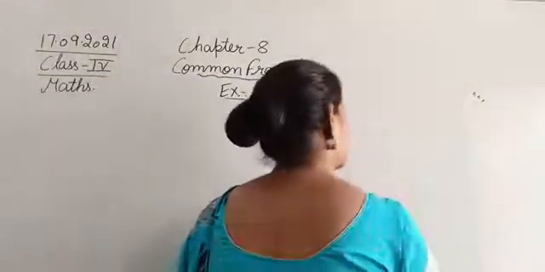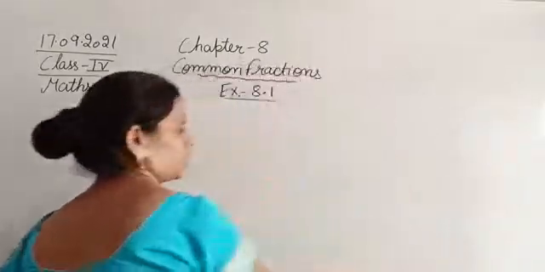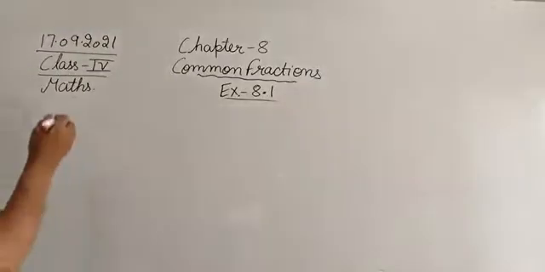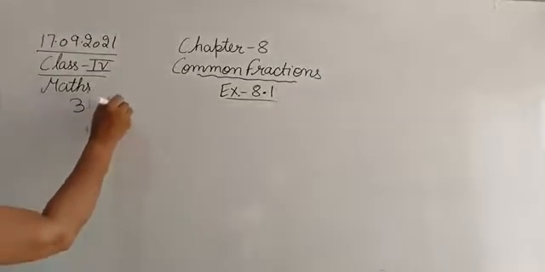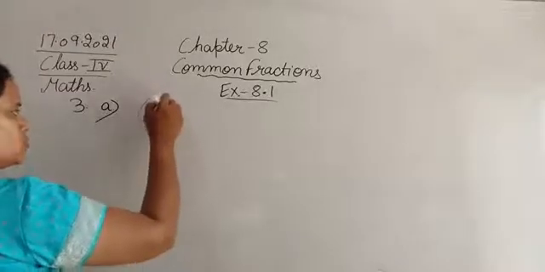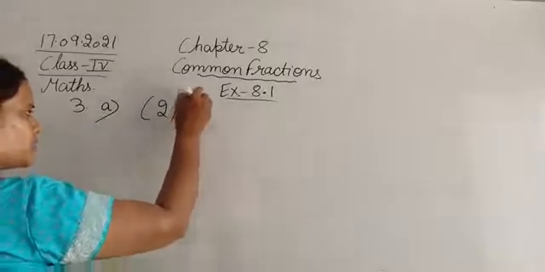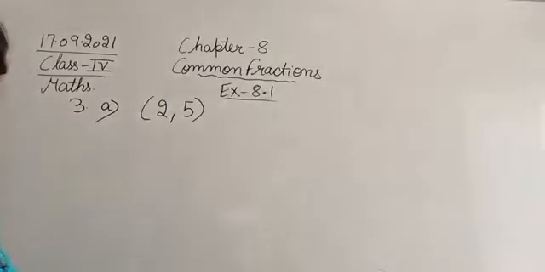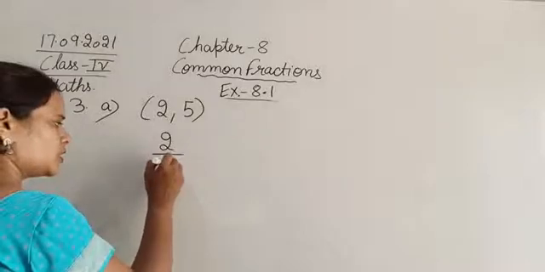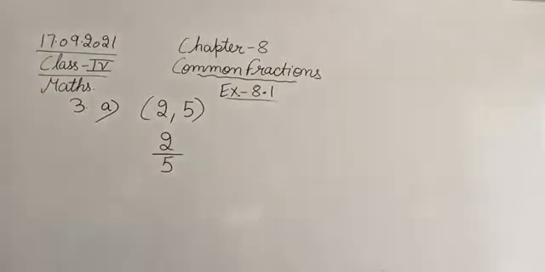So let's write down question number 3. Some numbers are given in the brackets and we have to write them in the form of fractions. So third A part. The number is 2 and 5. So if we make the fraction of 2 and 5, the number will be 2 upon 5. So if we write it as a fraction, that will be 2 upon 5.